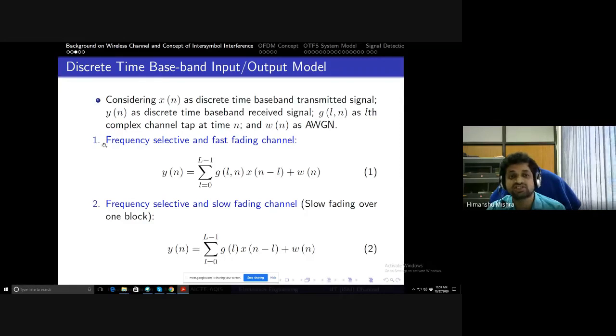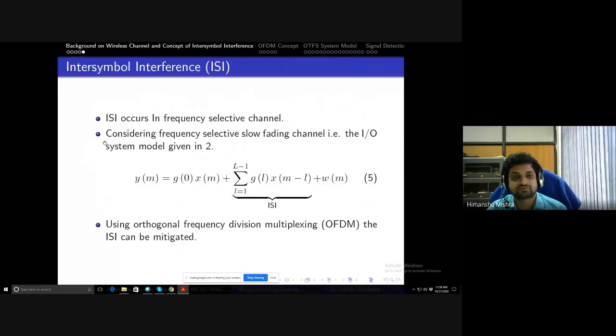Which modulation scheme can handle this? It can handle all these things, all the other models, other channel conditions. So OTFS is the best choice to handle such types of modulation, such types of channel conditions.